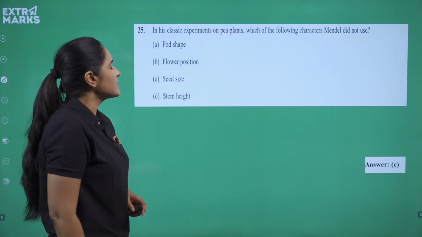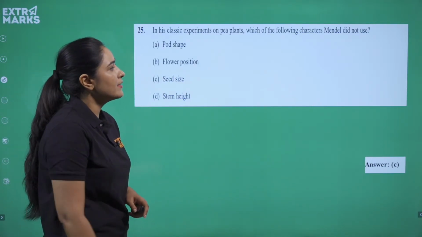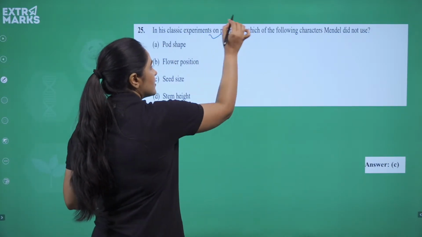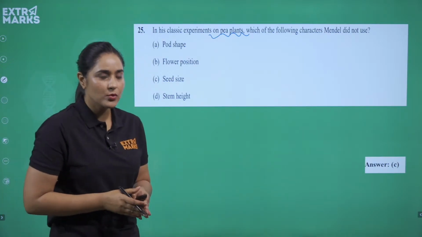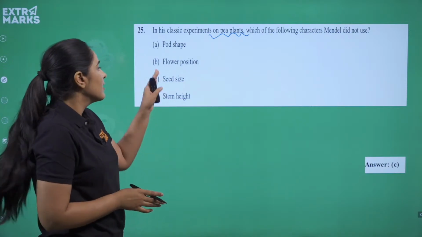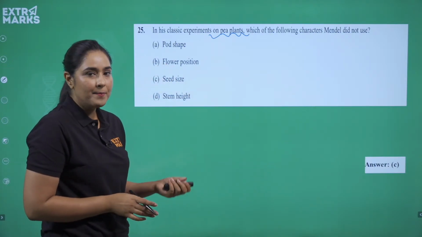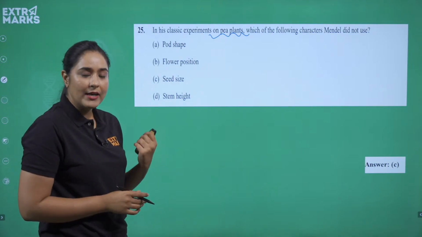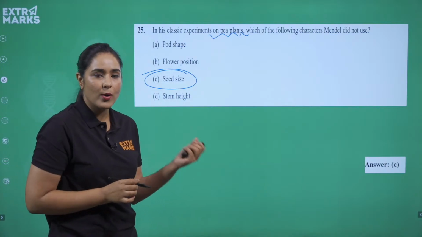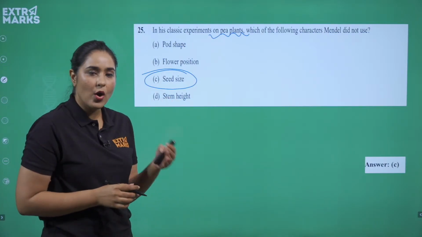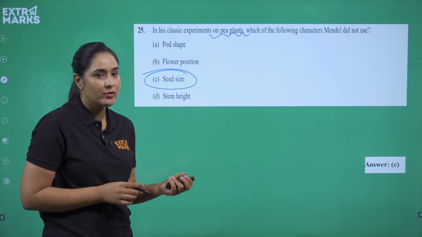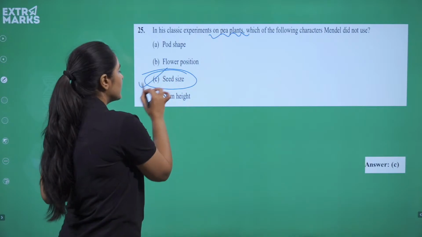In his classic experiments on pea plants, which of the following characters Mendel did not use? So we have to see which are the characters of the pea plants on which Mendel has worked. Pod shape, obviously it was full, constricted. Flower position, it was also there. Seed size, it was not there, so we are not having this character. Mendel has not worked on it. Stem height, tall, dwarf, the most common example of crossing we are having in the monohybrid cross. So we are having the correct option here as C.